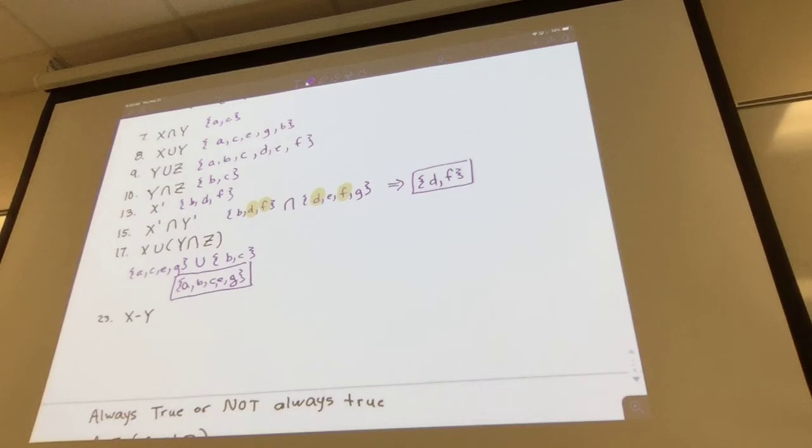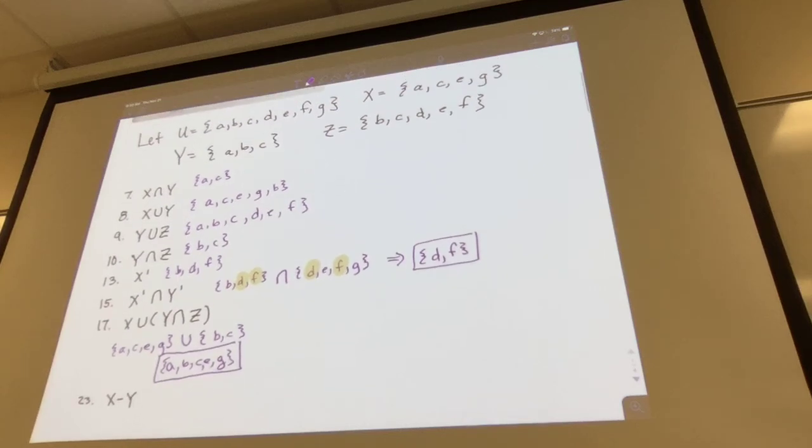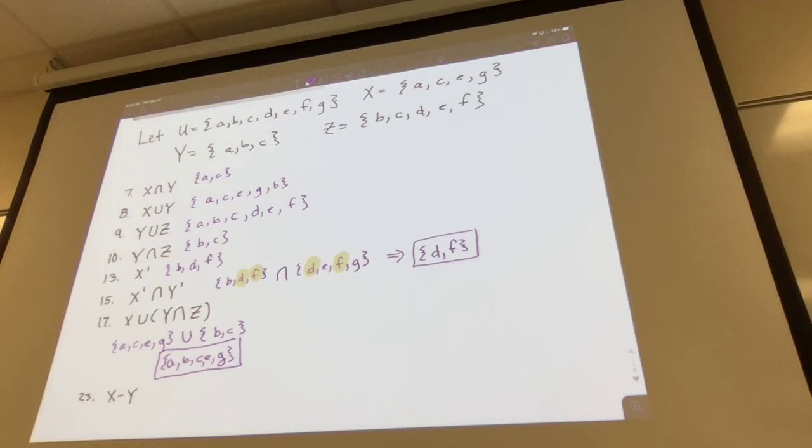Sometimes I won't. All right, 23 is X minus Y. Set X minus set Y. So if we take X, let me get back where I can see it, A, C, E, G, and take out Y, that means the A's cancel, the C's cancel out, and what do we have left? E and G. Okay. Good.